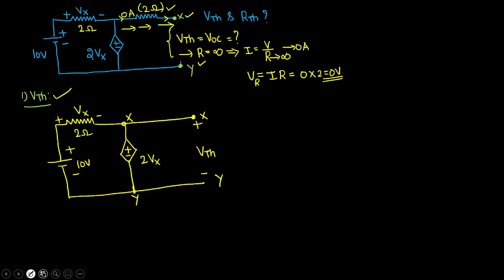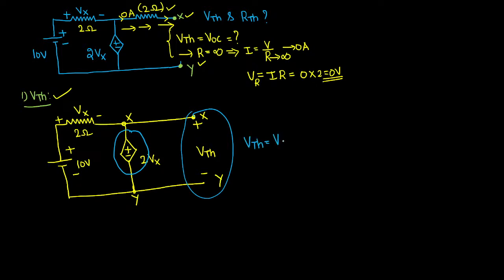Between X and Y, we have this dependent voltage source. Between X and Y only, we are measuring the value of VTH. So the conclusion is the value of VTH, or the value of this dependent source, is twice of Vx, both are same. So if we estimate the value of this Vx, then this calculation will be very simple.